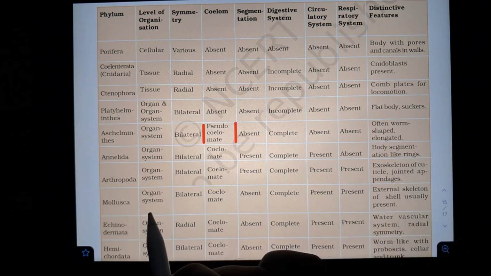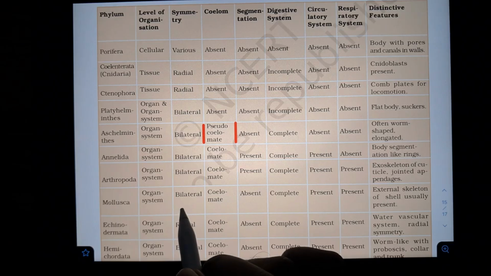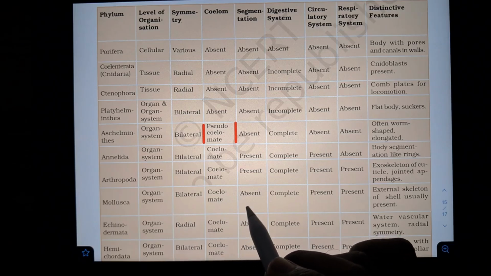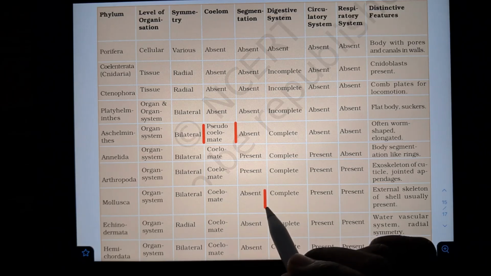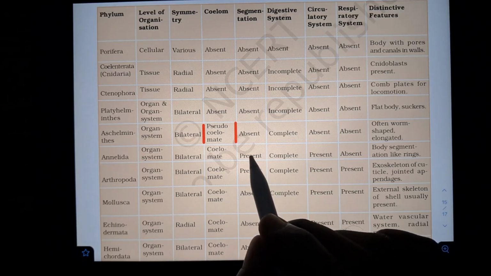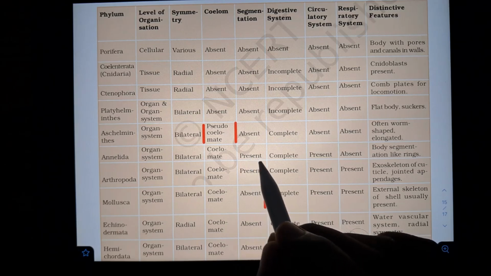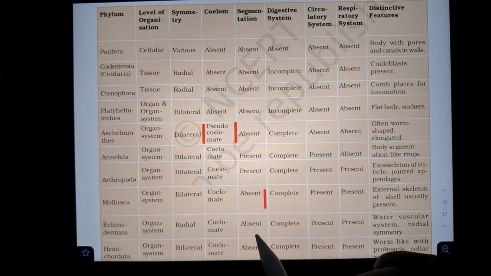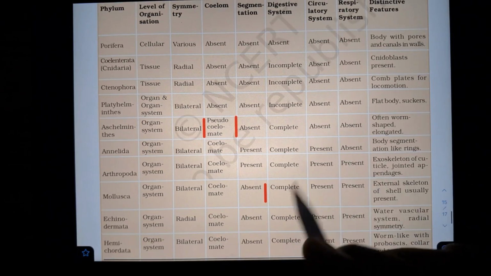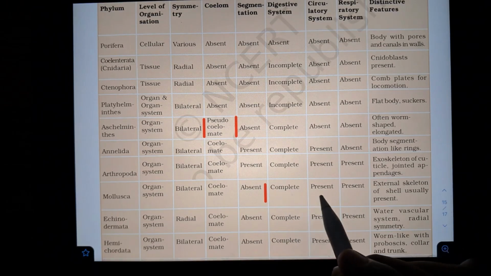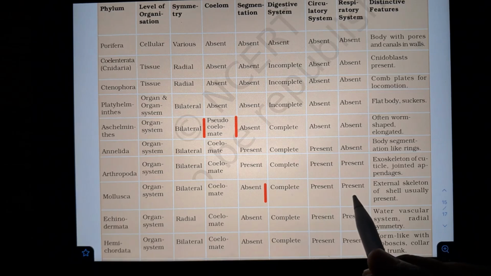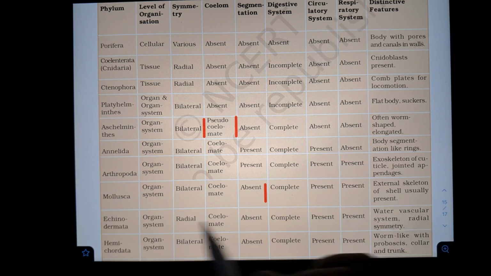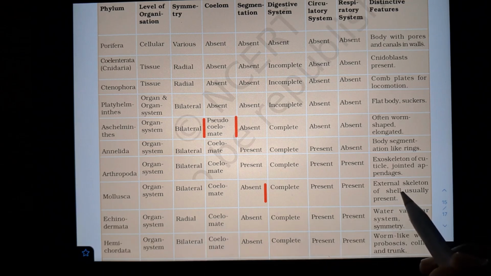Next, Mollusca: organ system, bilateral symmetry, coelomate organism. There is no segmentation in molluscs. In Annelida the segmentation is present, in Arthropoda it is also seen, but from Mollusca there is no segmentation. The digestive system is present, as well as the circulatory and respiratory systems. An external skeleton of shell is usually present. That is the distinguishing feature of Mollusca.